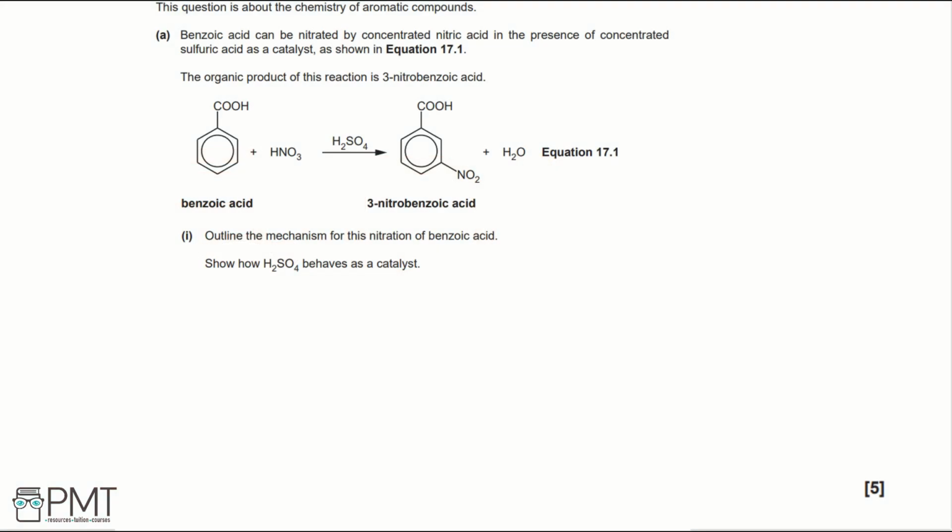This question is about the chemistry of aromatic compounds. In Part A, we're told that benzoic acid can be nitrated by concentrated nitric acid in the presence of concentrated sulfuric acid as a catalyst, as shown in equation 17.1. The organic product of this reaction is 3-nitrobenzoic acid.